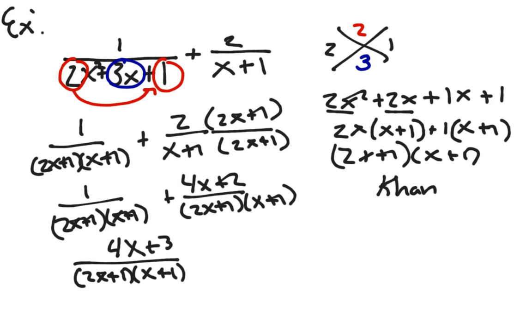My last step is to simplify. I cannot factor my numerator any further. 4x plus 3 has 4x and 3 with no common factors. It's not a quadratic, so I can't factor it with the diamond problem. And 4x plus 3 is not common with 2x plus 1 or x plus 1. So this is going to be my final answer. I can't simplify it any further. So I just followed the same steps that I would with any fraction, except for that very first step where I had to factor.